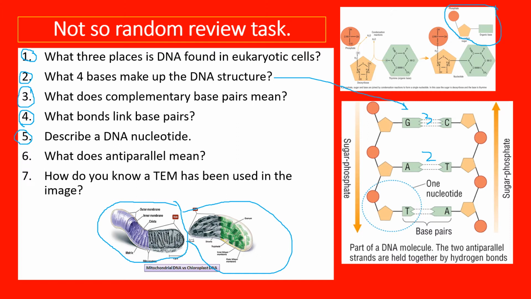And then number 3, how would you know that the two pictures below, which are a chloroplast and mitochondria, have been taken using a transmission electron microscope? Well, you would know because they are 2D images.